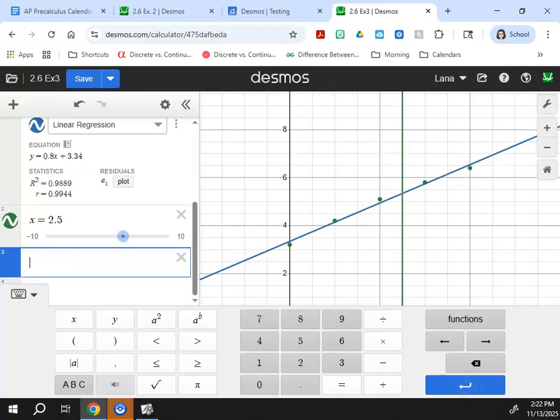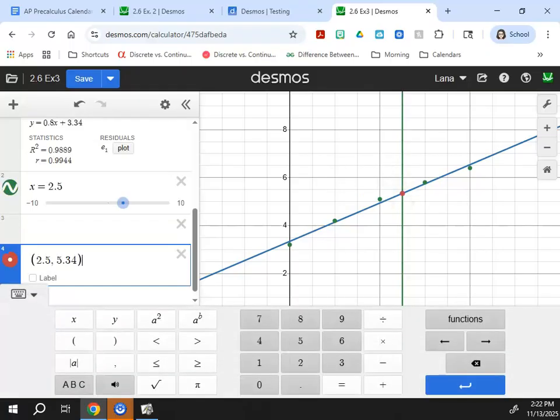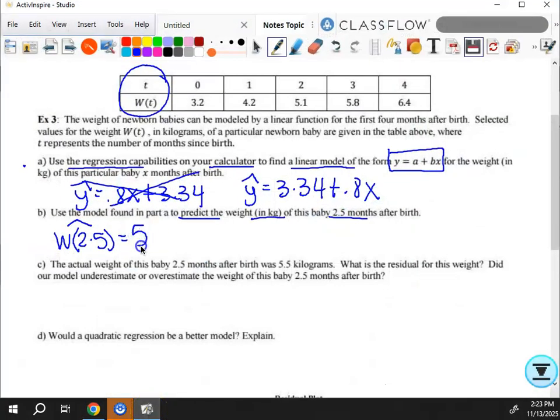Okay, so here is my X equals 2.5 right here. There's my point. I get 5.34. So this is 5.34 what? Oh my God. Yeah, kg. Thank you. Kilograms. Okay. Goodness gracious. Units. Units. All right. We all good?